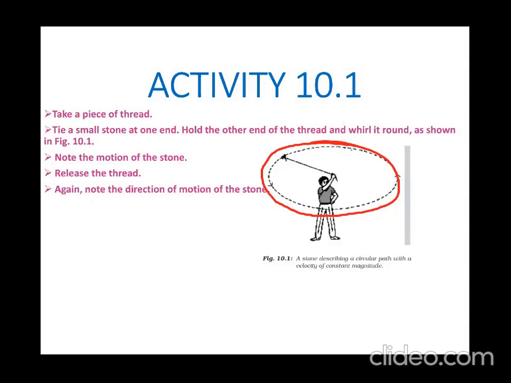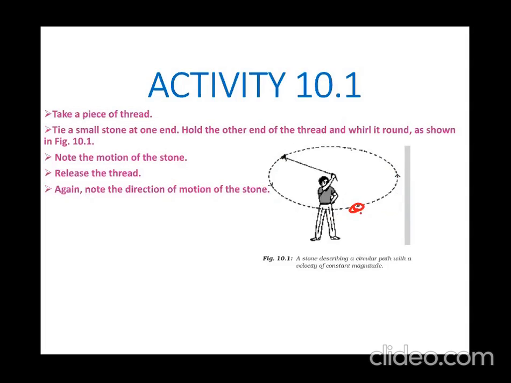Now children, suppose we leave the thread at this point. Suppose we leave the thread. Right, children? Then in which direction will the stone fly? In which direction will the stone move? This also you have to note when you are going to do this activity.